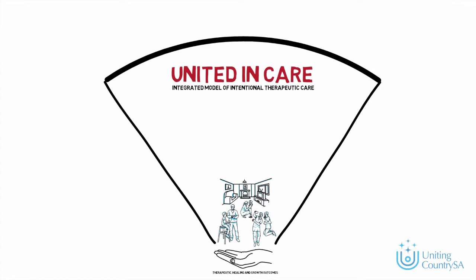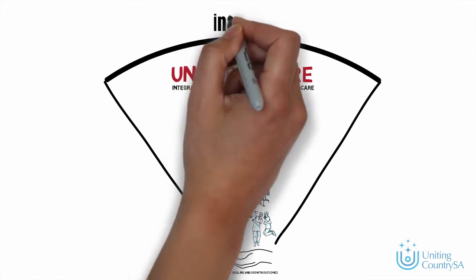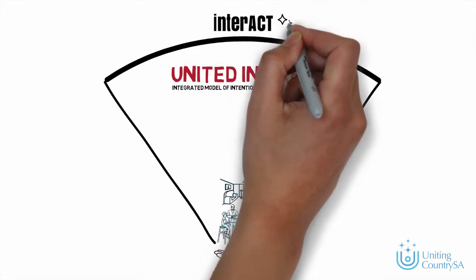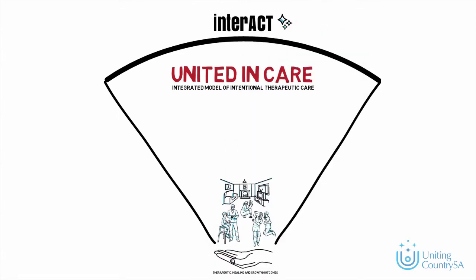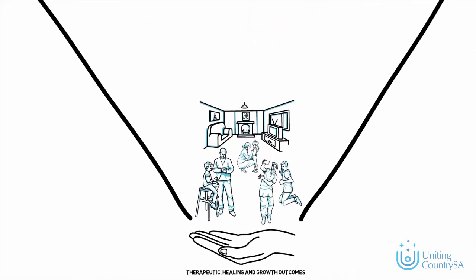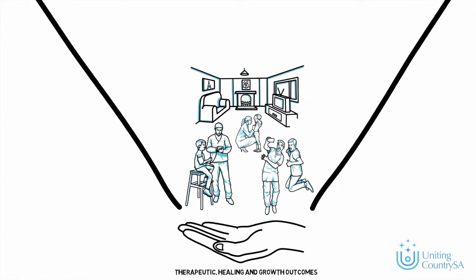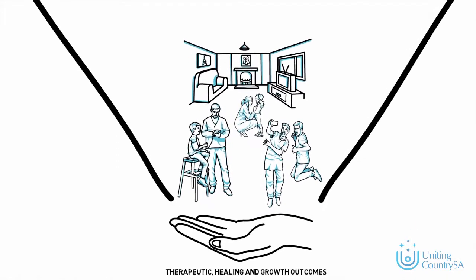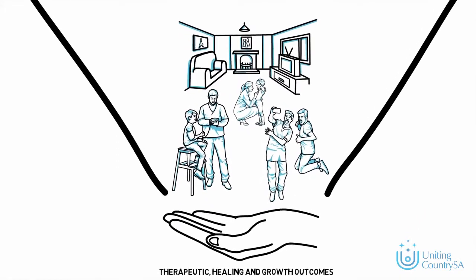United in Care is informed and guided by our agency's broader therapeutic framework, Interact. It is our local approach and model to operationalise or make practical the core components of Interact in a manner that is mapped to our specific program and the best practice evidence that informs therapeutic residential care.